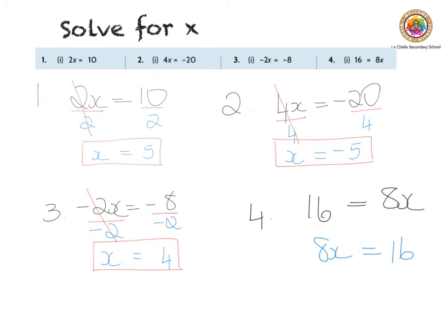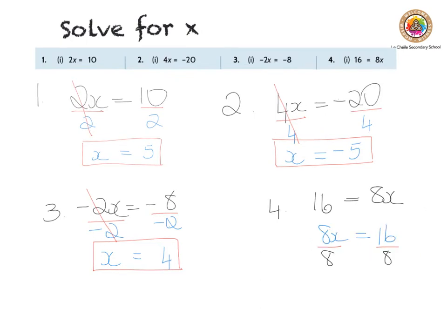And so here I could say, well, I've 8x, so I'm going to divide by 8 on this side, and so I must do the same on the opposite side of the equals. Okay? And so, well, 8x divided by 8 leaves me with just x, and 16 divided by 8 leaves me with 2, and that is my answer.